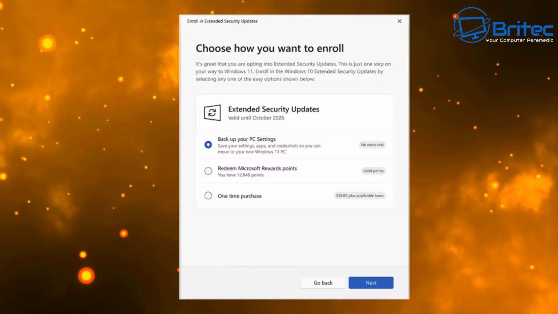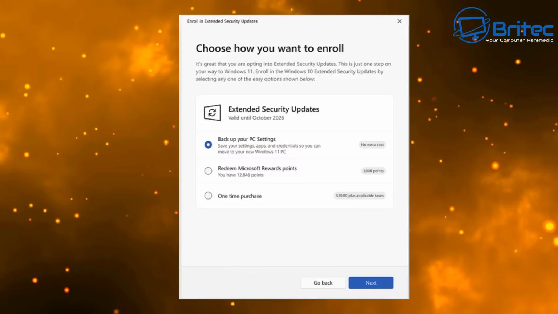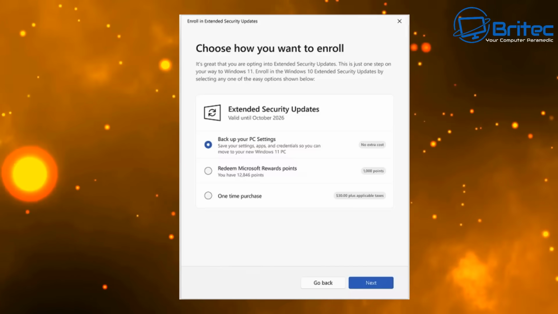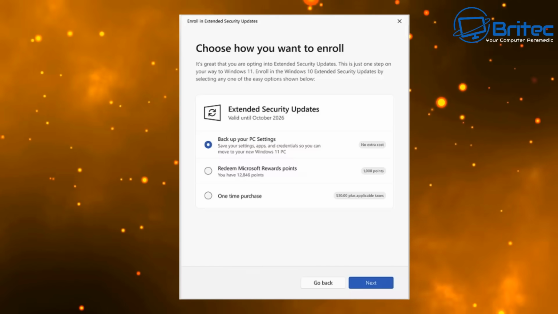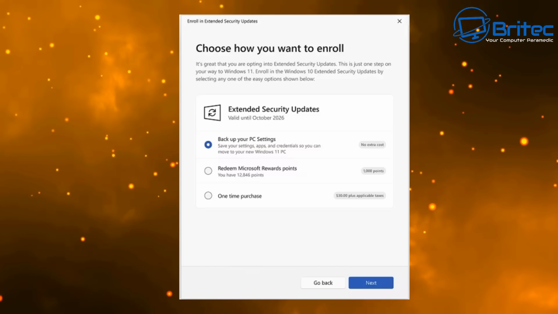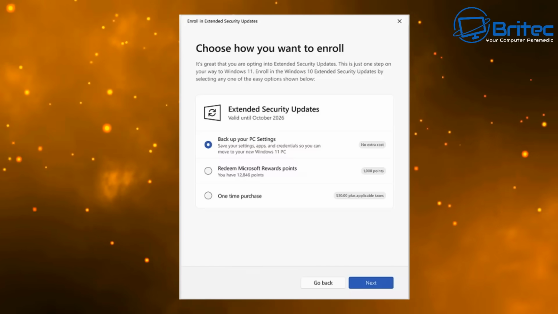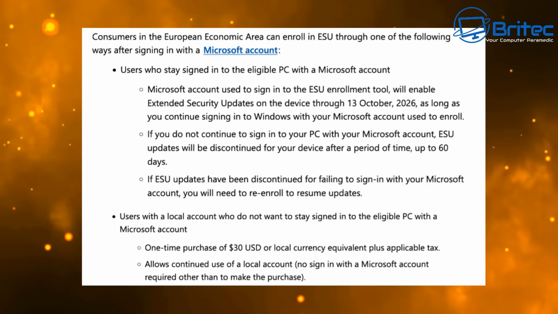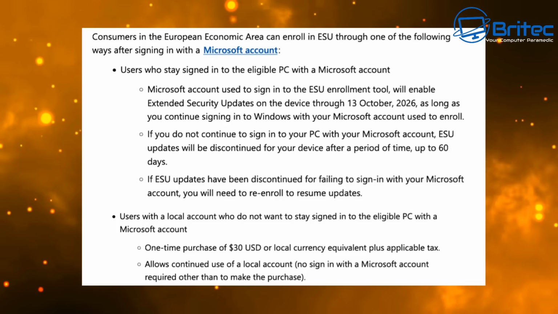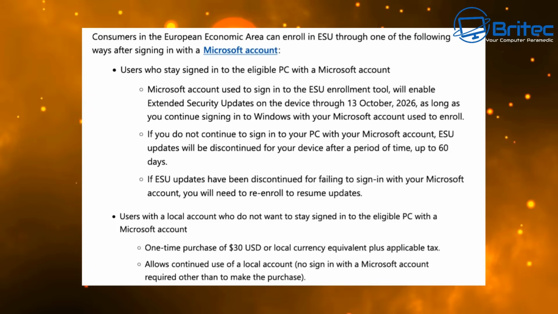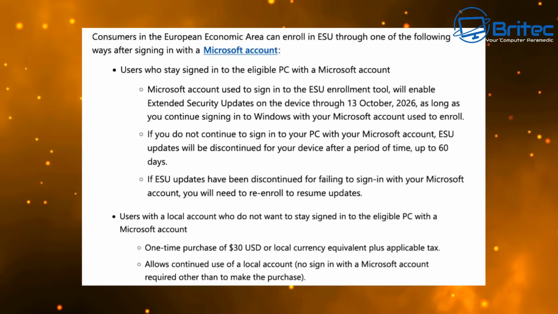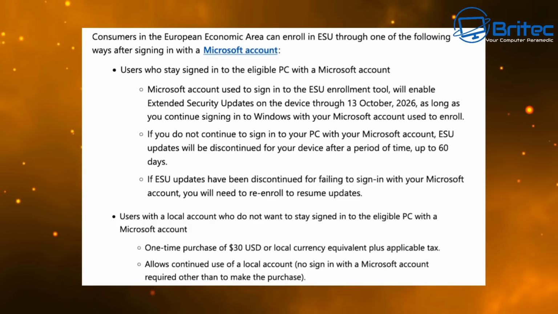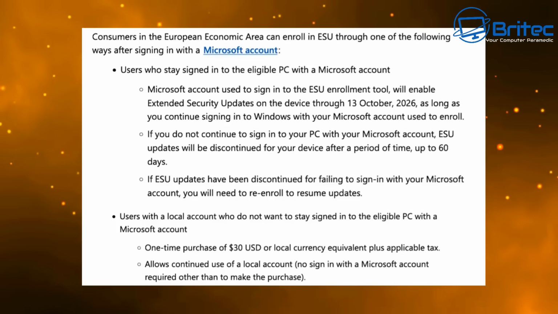So you can choose which way you want to enroll. You can either back up your PC settings to Microsoft, you can redeem Microsoft Rewards points, or you've got a one-time purchase of $30. If you live in the UK and other countries in the EEA, you'll get it for free. But there is a catch. As you can see right here on their blog post, some people were saying there's no information about the 60 days. It says right here, if you do not continue to sign into your PC with your Microsoft account, the ESU updates will discontinue from your device after a period of up to 60 days.